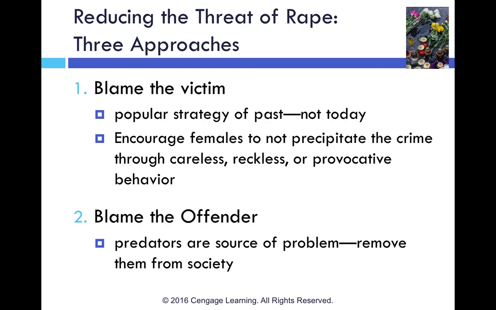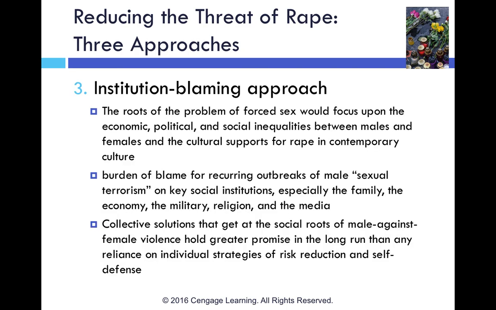So what can we do? We can blame the victim. We don't really do this today. We can blame the offender. Sure, predators are responsible for their behavior. And again, we can come to that institution blaming approach. And we definitely have a problem culturally here. The root problems of forced sex would focus upon economic, political, social inequalities. We need to work not just with the criminal justice system, but within families, the economy, the military, religion, the media.